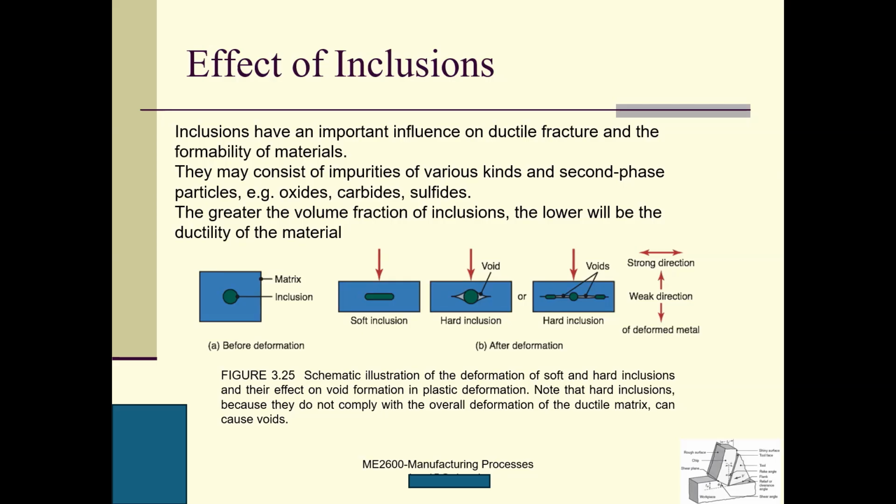if you compress it, there will be a gap there. So this is a hard inclusion also, and this is the void here. In this direction is the strong direction, and in this direction is the weak direction of the deformed metal. Why? Because this direction is perpendicular to this.